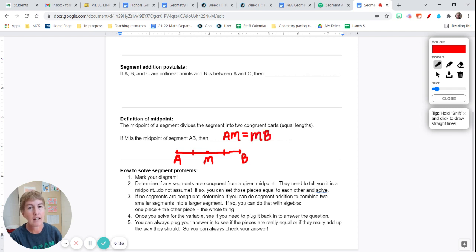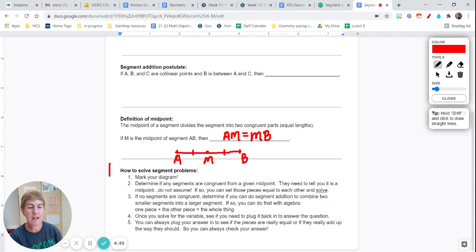When it's a midpoint, I know those two pieces are equal, so I can set them equal to each other and solve. I don't have to add this one plus this one equals the whole thing because I have more information. I know that the pieces are equal. So that's what I do when it's a midpoint.